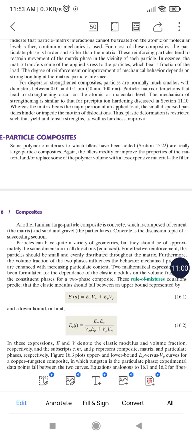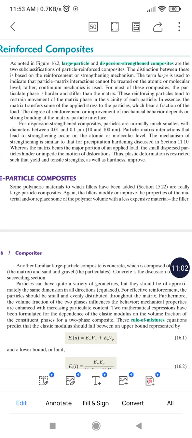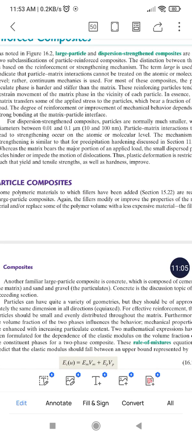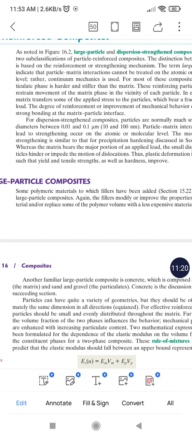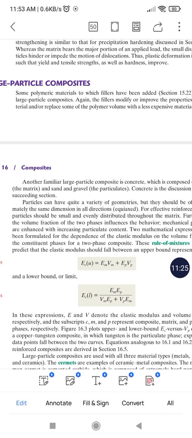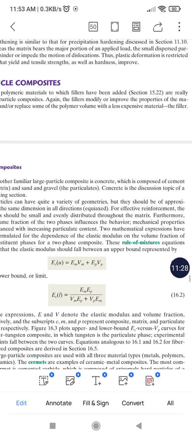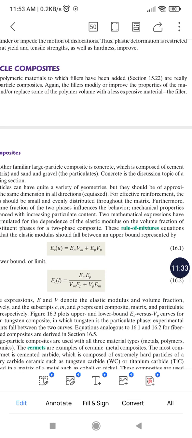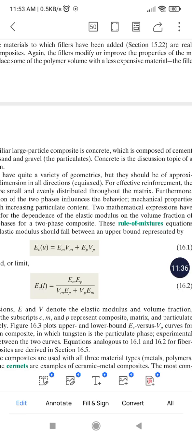Okay. For dispersion strengthened composites, the particles should be lower in size. They are much smaller in size, in the 0.1 micrometer to 0.01 micrometer range. The particle diameter should be in that range. Then only we can say it is dispersion strengthened composites. Okay, so large particle, particle reinforced composites should use these two rules.